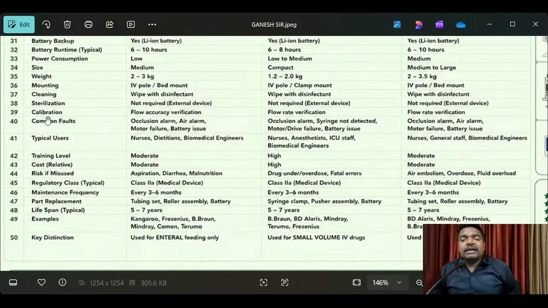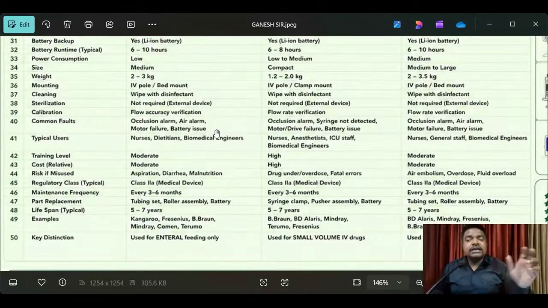Now 39 points completed, my dear engineers. Now come to the 40th point. Now I'm going to take this comparison key: common faults. Understand? So common faults when it comes to the feeding pump: occlusion alarm, air alarm, motor failure, battery issue.